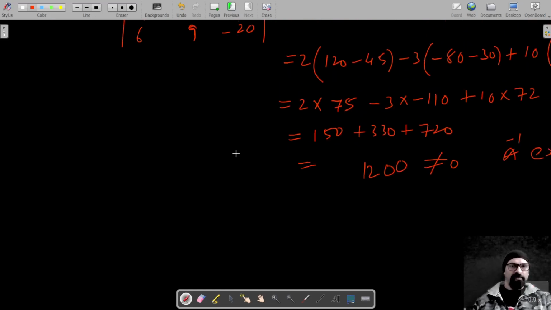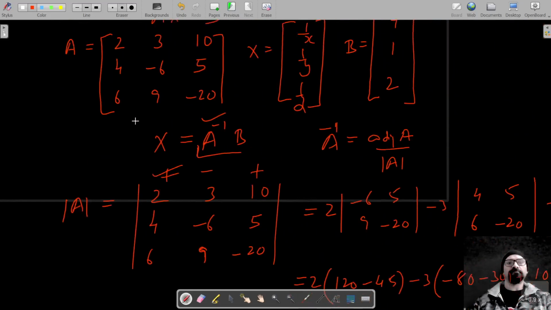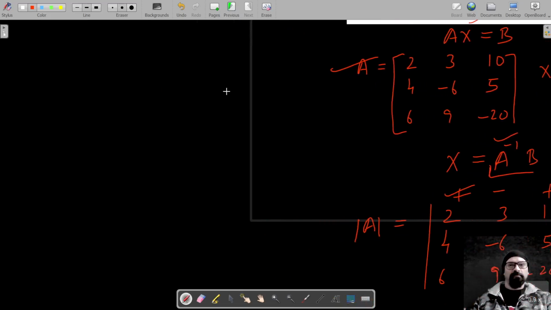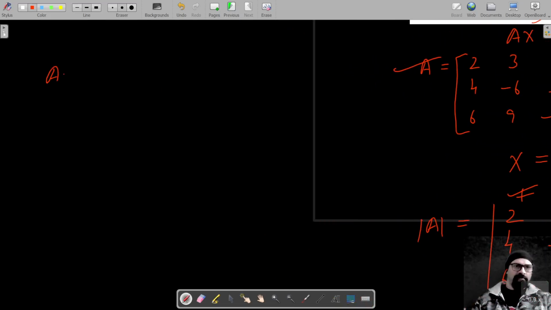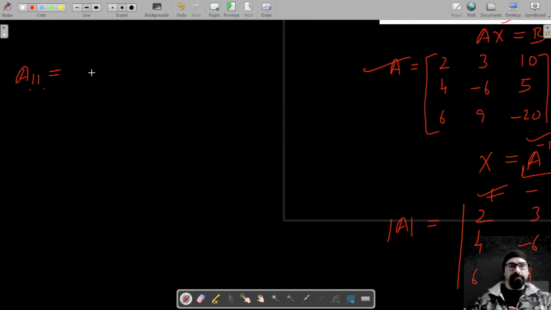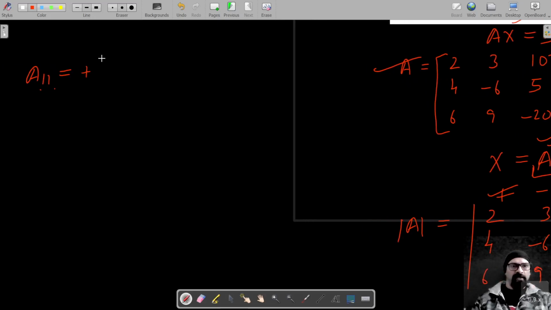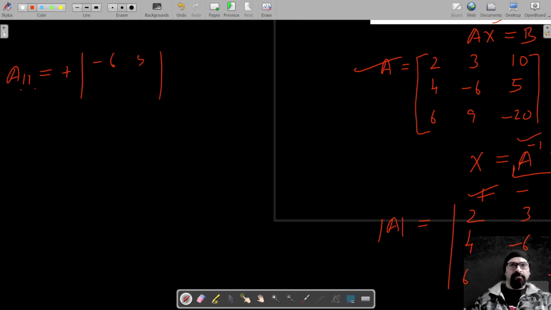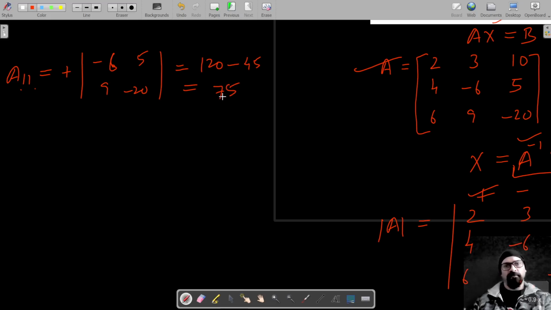Now, for that, we have to find the cofactor matrix for A. So for A, let's find out the cofactor matrix. This is A1,1. So 1 plus 1 is 2, which is even, so it's positive. And remove the row and the column for A11. Its determinant is negative 6, 5, 9, and negative 20, which gives me 120 minus 45. This is 75. So the first cofactor element is 75.